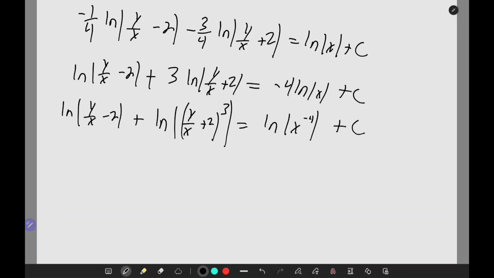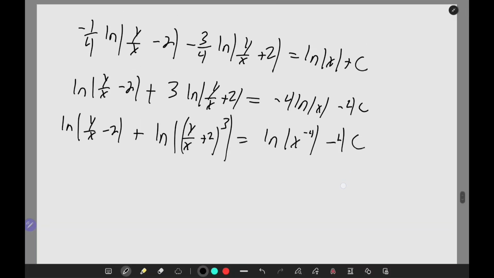Okay, so now... Oh, wait a minute. You know what I forgot? I forgot to multiply the negative 4 on the c here. This is actually very important, because this term right here is a new constant. It's still going to become a constant, but it's going to be a new constant.